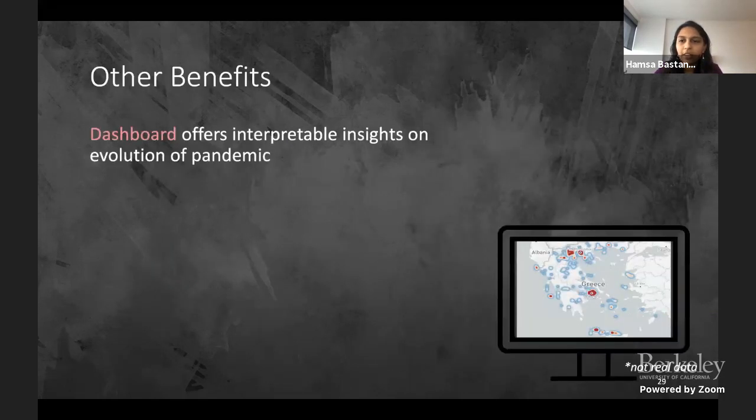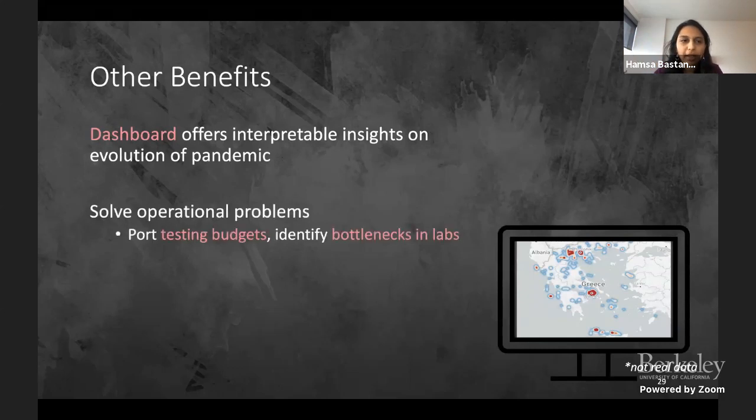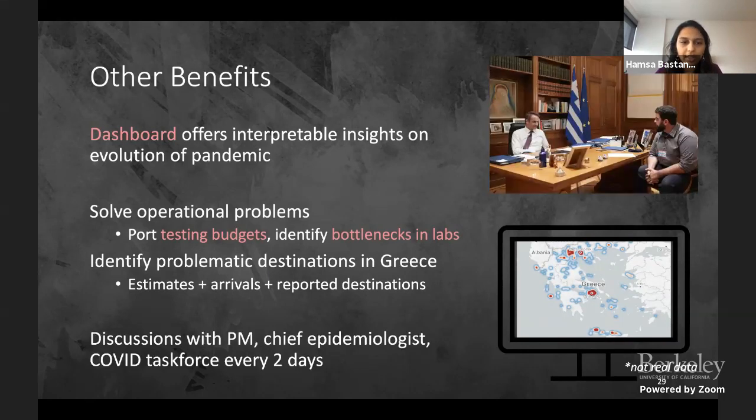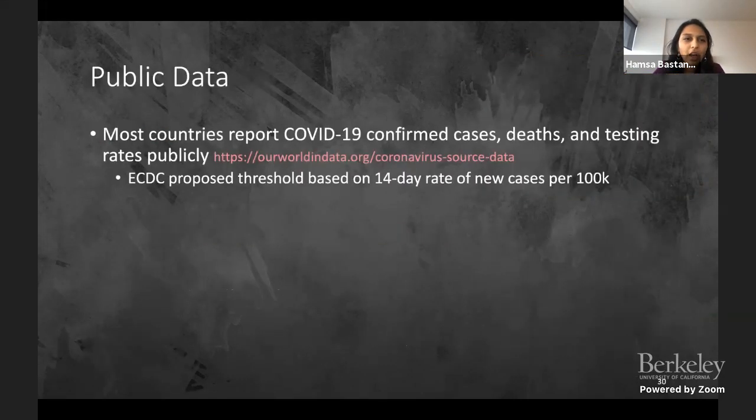Other benefits are obviously, you have a dashboard. I think every government right now has a dashboard in the pandemic, which helps solve various operational problems like determining the port testing budgets, identifying bottlenecks in labs. Like I said, we briefly helped out with the contact tracing. And so we had discussions with the Prime Minister, the Chief Epidemiologist, and the COVID task force every 2 days. So that's my co-author, Kimon, with the Greek Prime Minister, Kyriakos Mitsotakis, talking about this stuff.